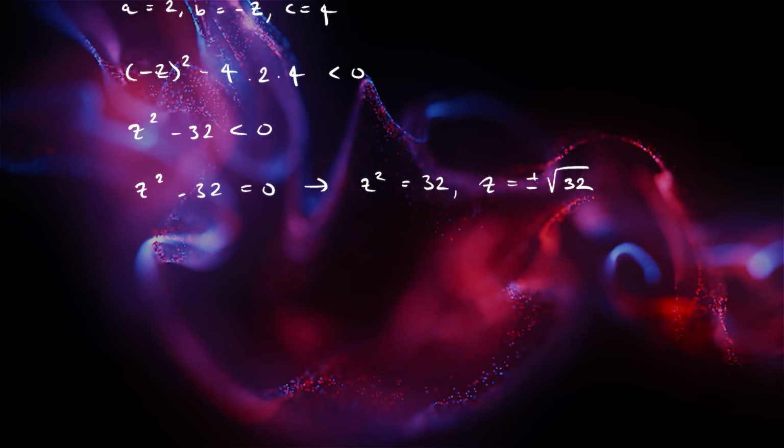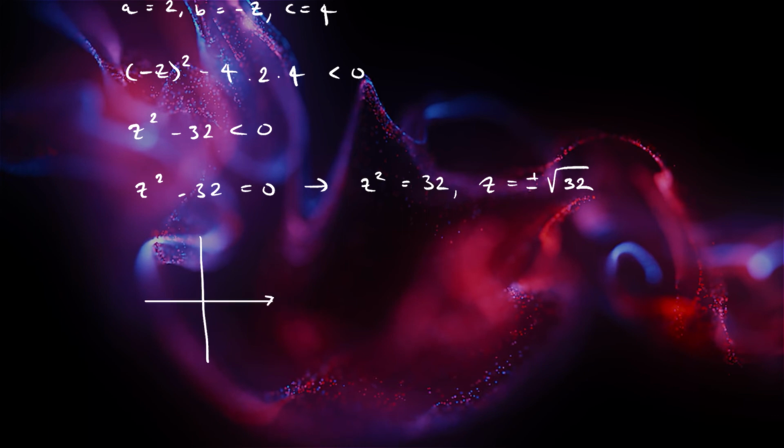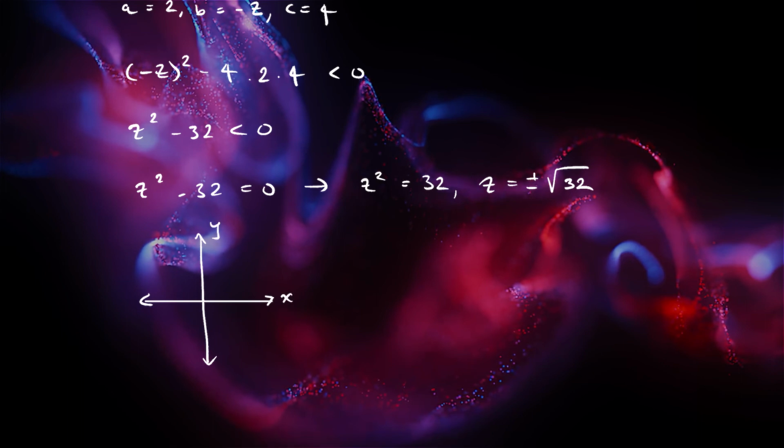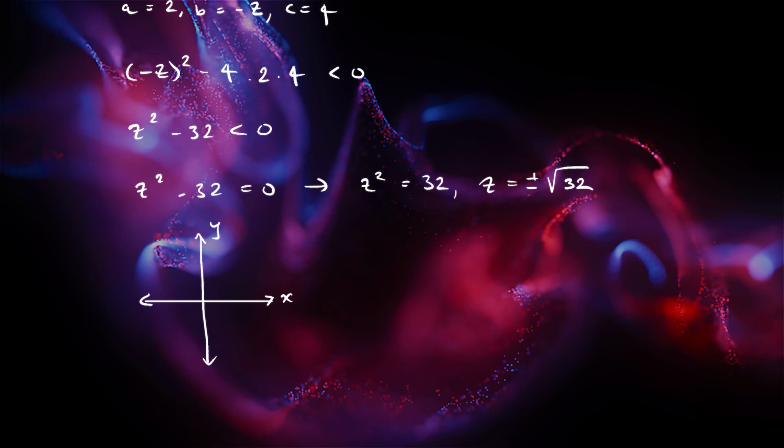So what we need to do is, if we draw up just a graph here. So this is my x and this is my y. Well, we know what the roots of the quadratic are. We've got 2 roots, plus and minus root 32. Now root 32 is approximately 5.7. So let's say we put our roots here, right?